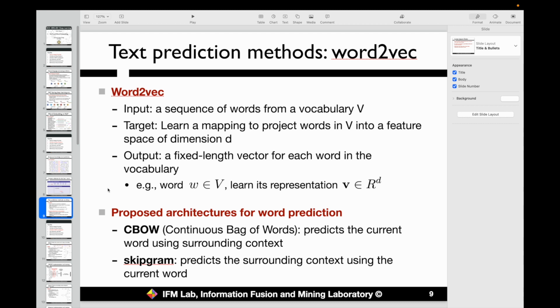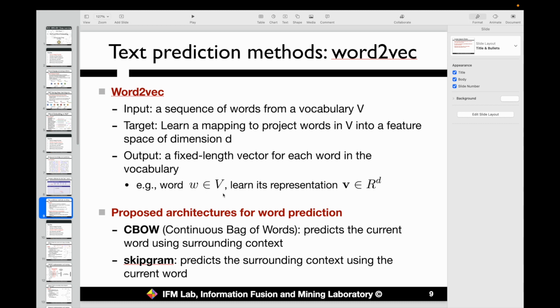So the first method we will discuss later is called CBOW, or continuous bag of words. It can predict the current word using the surrounding context. This is a very normal way, right? We can predict the current word, the missing word, by using the surrounding context. Then in this way, we can learn the embedding vectors for all the words in the vocabulary set.